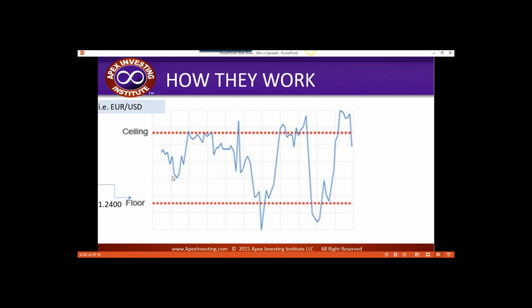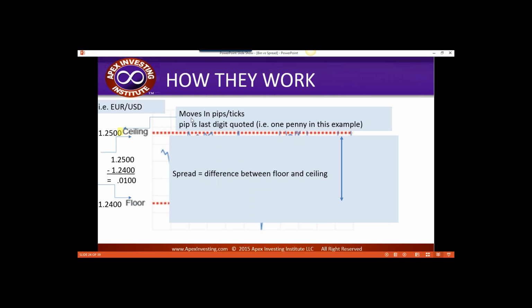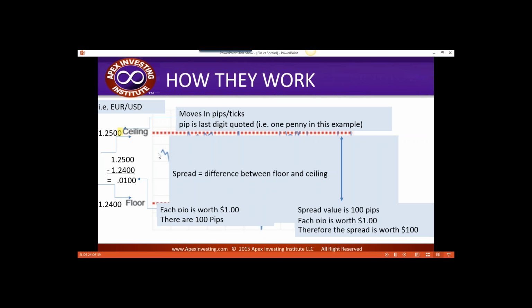Euro dollar. Say the floor of the spread down here is at 1.2400. The ceiling is at 1.2500. The spread equals the difference between the floor and ceiling. So this particular spread is a 100-point spread or 100 pip spread. The pip is the last digit quoted, this one right here. Each pip is worth $1, and there's 100 pips in this spread. Now don't confuse that with a 0 or 100 binary. It's just a 100 pip difference between the floor and ceiling.